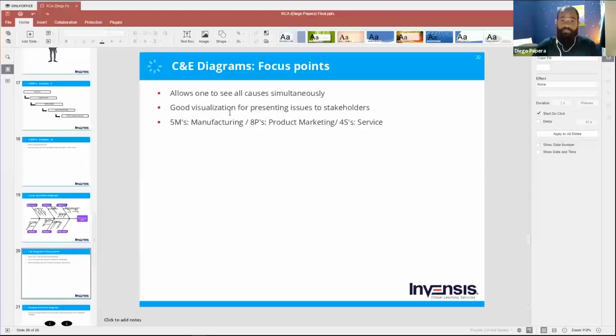We have a good visualization for presenting the issues to stakeholders, because when we look at a brainstorming activity where we look for root causes and so on, the information may not be structured. And when we have a stakeholder meeting, what we don't want to do is just send out a sheet or a slide just full of text. So the Fishbone diagram is great in this area. And in terms of visualization, I'll just go back to the previous slide.